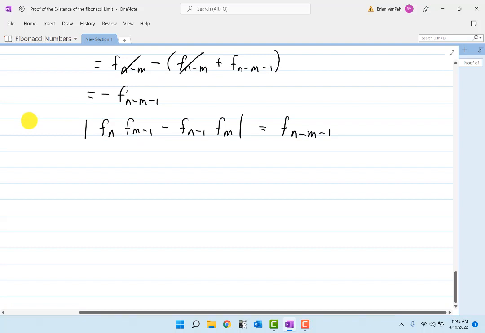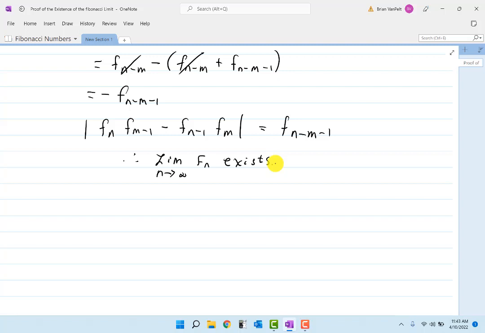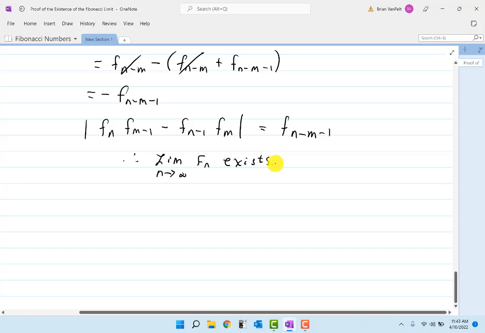And so now, with that, therefore, the limit as n goes to infinity of f sub n exists. If you need reminding, the real numbers are a complete metric space under the normal metric topology. So in complete metric spaces, if you can show a sequence is Cauchy, that is equivalent to showing that the limit exists.